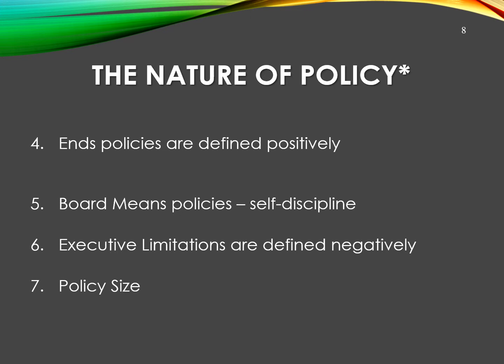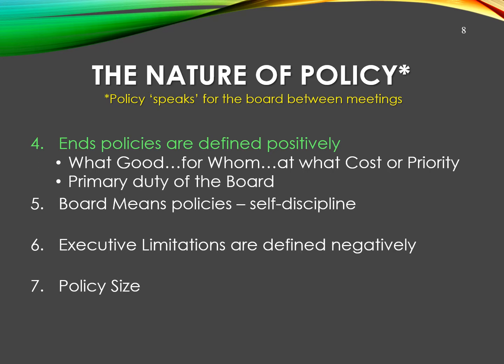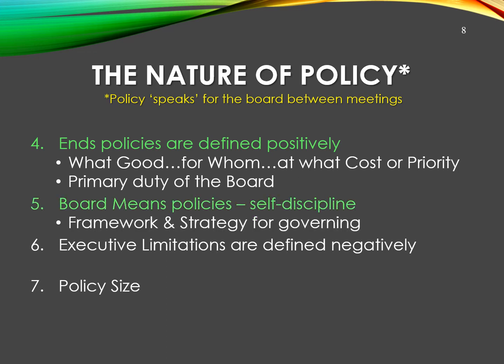These 4 principles describe the nature of policy. Policy speaks for the board between meetings. Ends policies are defined in terms of what outcomes should be achieved. They describe what good for which beneficiaries and at what cost or relative priority. Defining ends, sometimes called results or goals, is the primary duty of the board. The board also sets means policies that guide its own actions and with which the board will hold itself accountable.